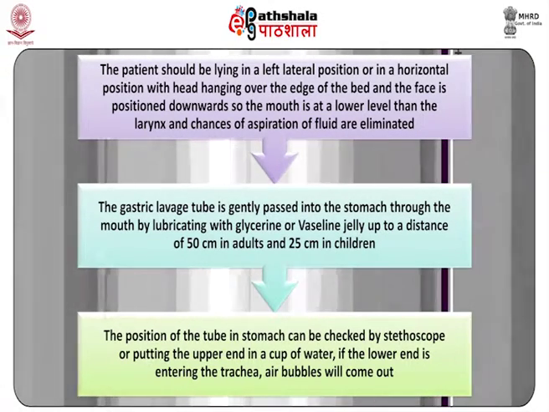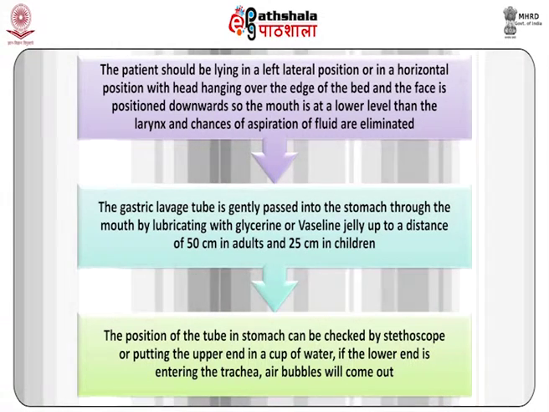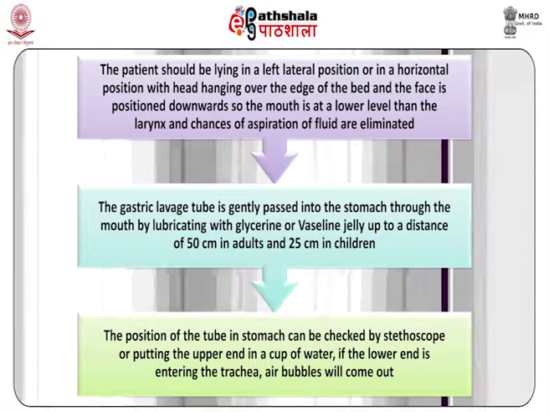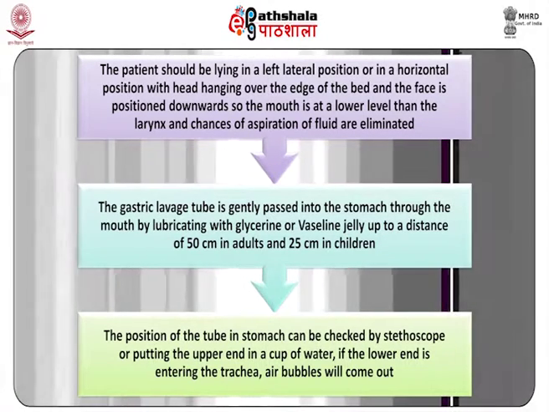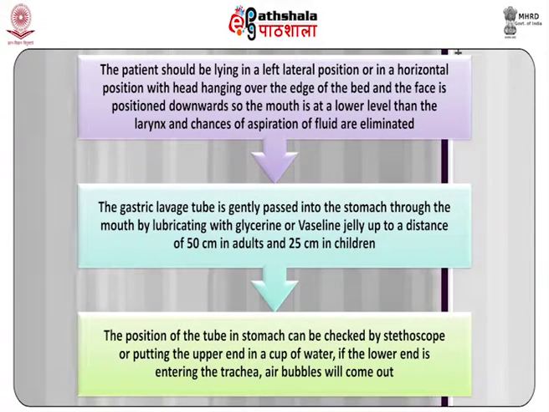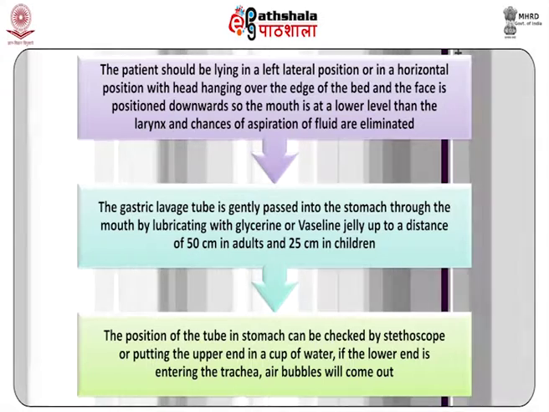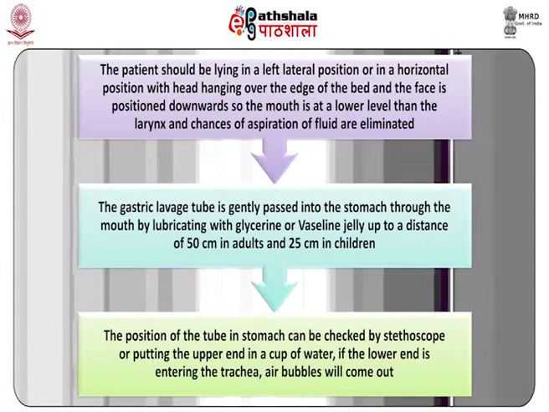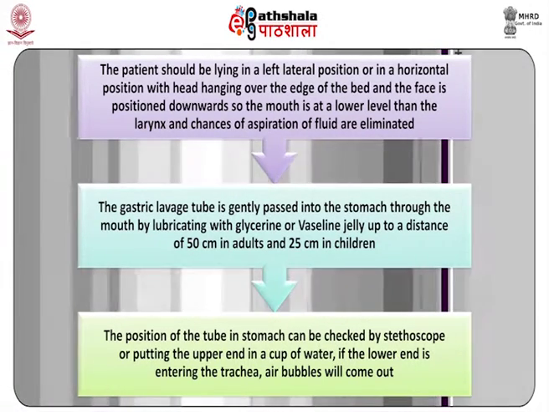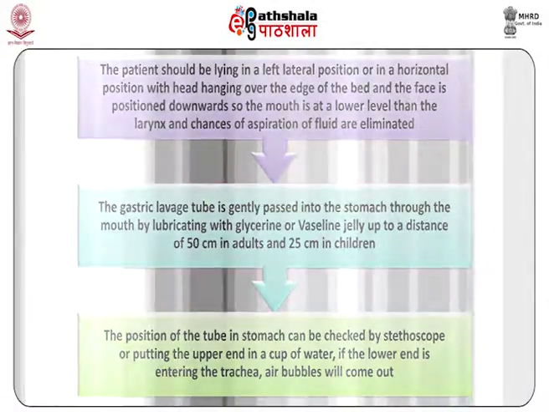The gastric lavage tube is gently passed into the stomach through the mouth by lubricating it with glycerine or Vaseline jelly, up to a distance of 50 centimeters in adults and 25 centimeters in children. The position of the tube in the stomach can be checked by a stethoscope or by putting the upper end in a cup of water. If the lower end is entering the trachea, air bubbles will come out.